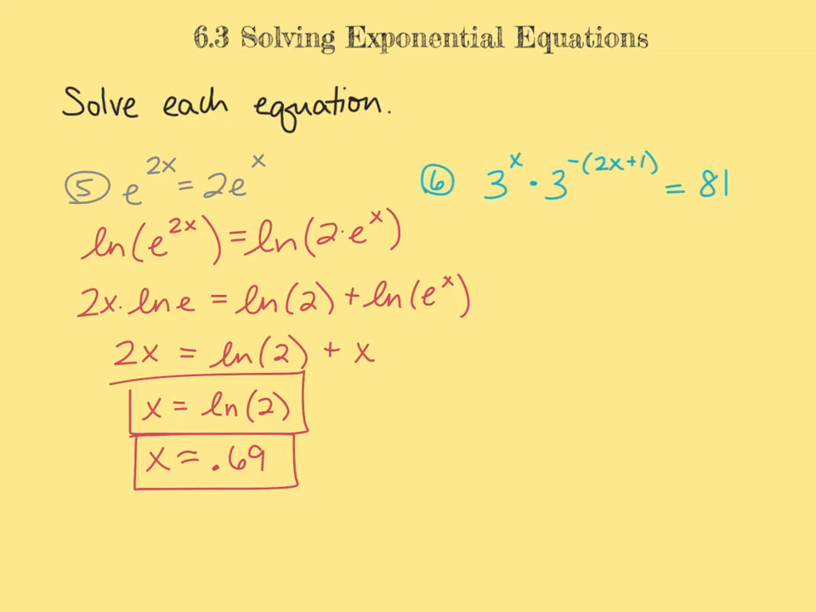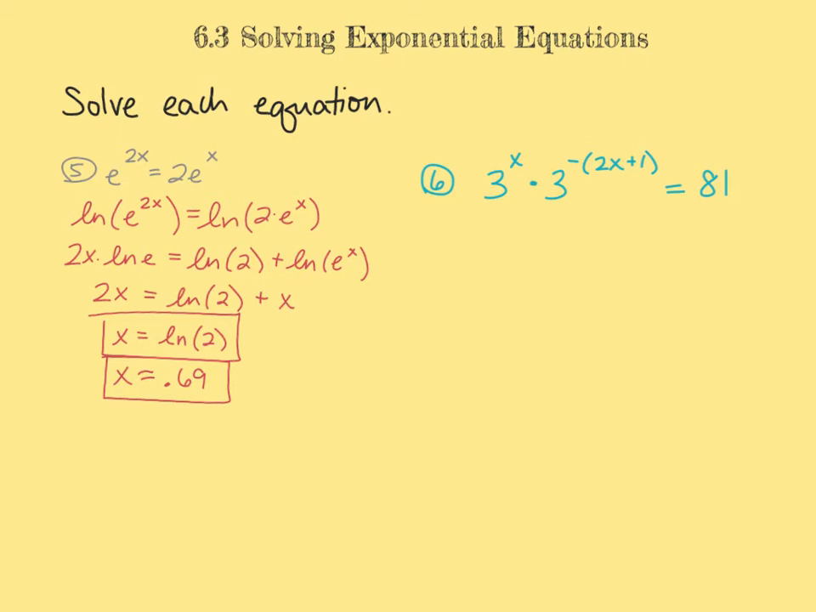In number 6, we see that we have 2 bases being multiplied, and way back when in mathematics, when you learned about exponent rules, you learned that when we're multiplying powers with the same base, we can add our exponents. It's essentially the inverse of this rule over here.